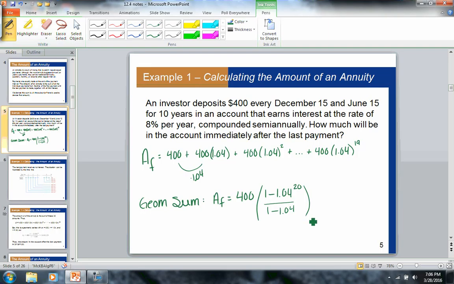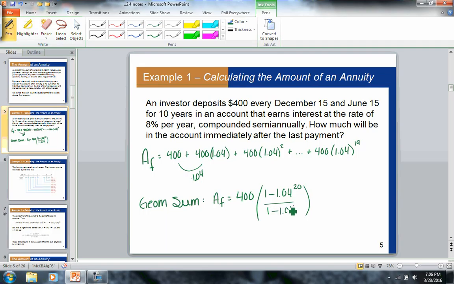So instead of actually trying to calculate this out by finding the separate 20 amounts and then adding them up, which is what we were on a path towards here, we can use our summing equation. Now it's order of operations. You want to do 1.04 to the 20th, get that decimal, subtract it from 1, divide it by whatever 1 minus 1.04 is, negative 0.04.